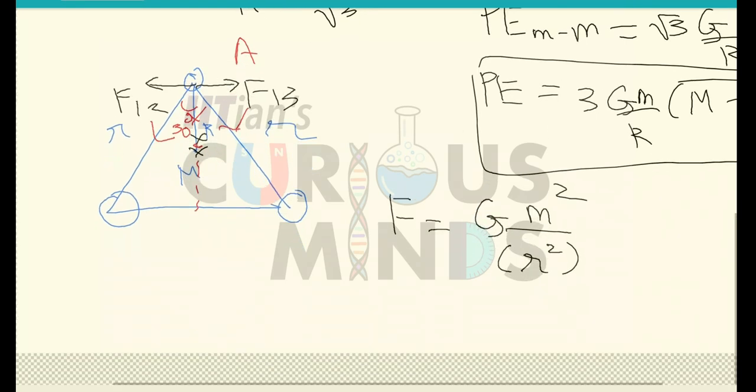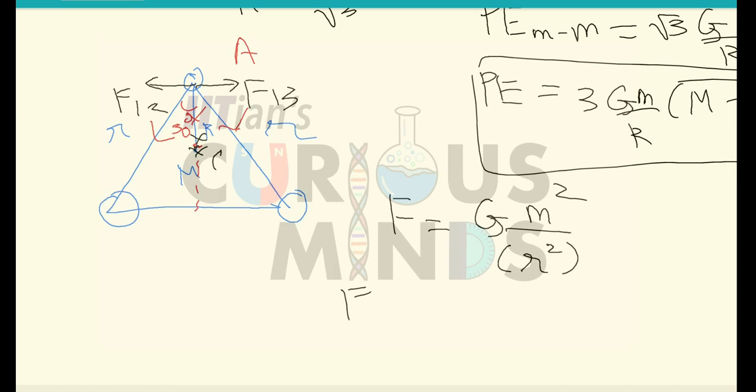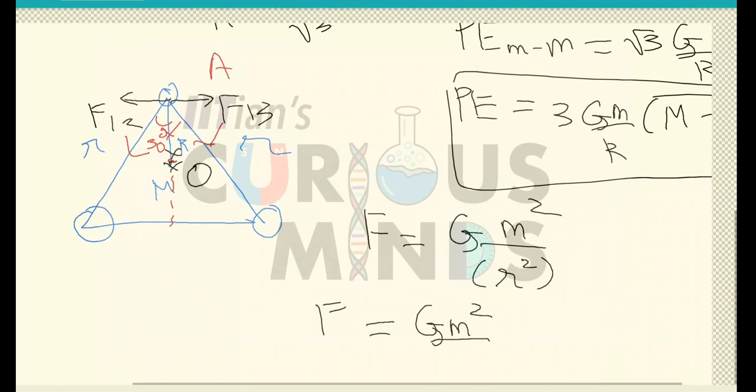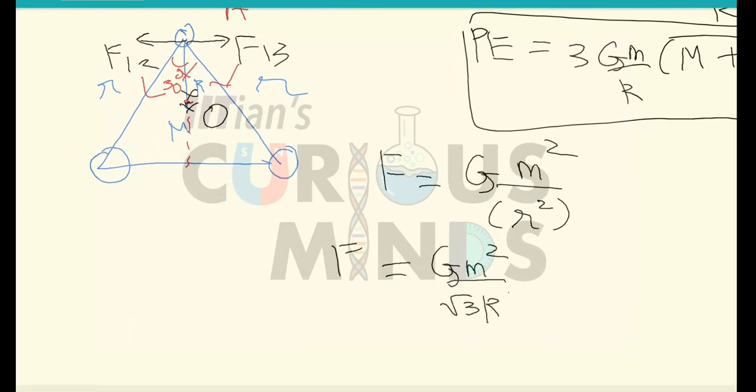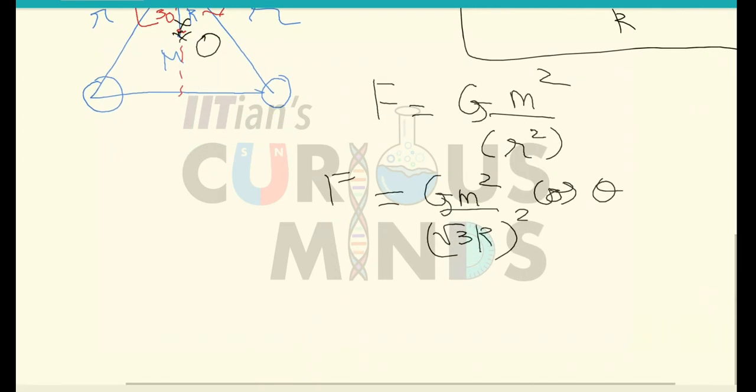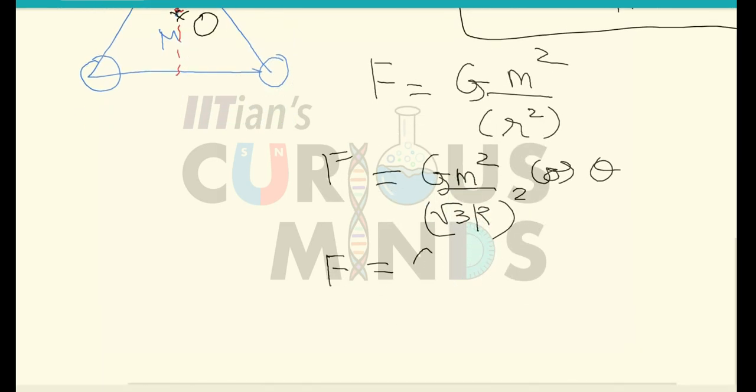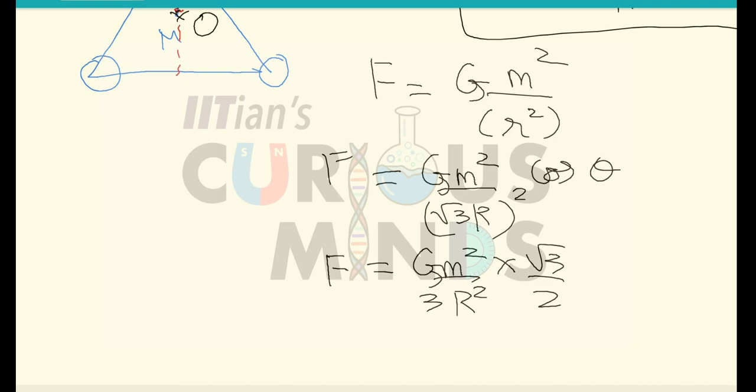So basically the total force acting towards the center O, due to only the satellites, will be equal to G m square divided by r square. Now r can be substituted as root 3 r, so it will be root 3 r the whole square into cos theta. Only the cos component will be added, the sin component will get cancelled out. So the force due to one satellite in the direction of O will be equal to G m square divided by 3 r square cos 30. Cos 30 is equal to root 3 divided by 2.